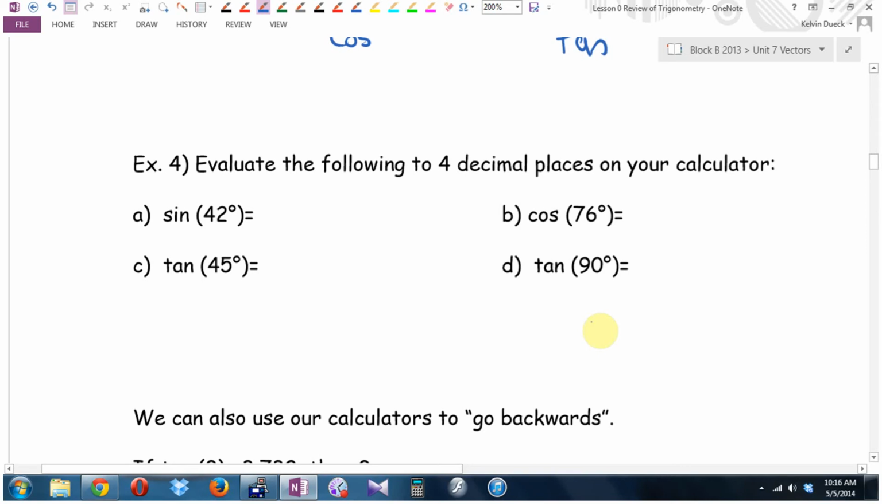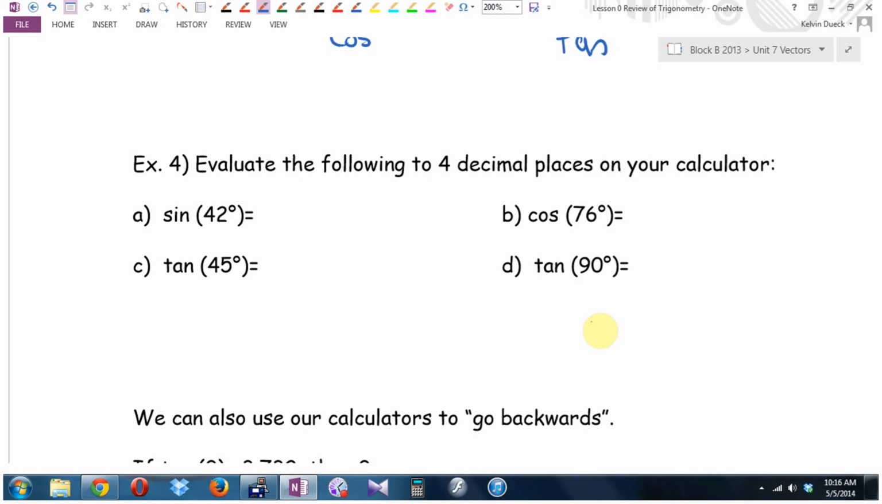Evaluate the following to 4 decimal places on your calculator. Now we have a bit of a problem. We measure angles 3 different ways. We measure angles in degrees. How many degrees are in a circle? 360. We also, in engineering, measure angles in radians. Anybody know how many radians are in a circle? And the answer is 2 pi. Say what? Trust me, it's handier in many ways.